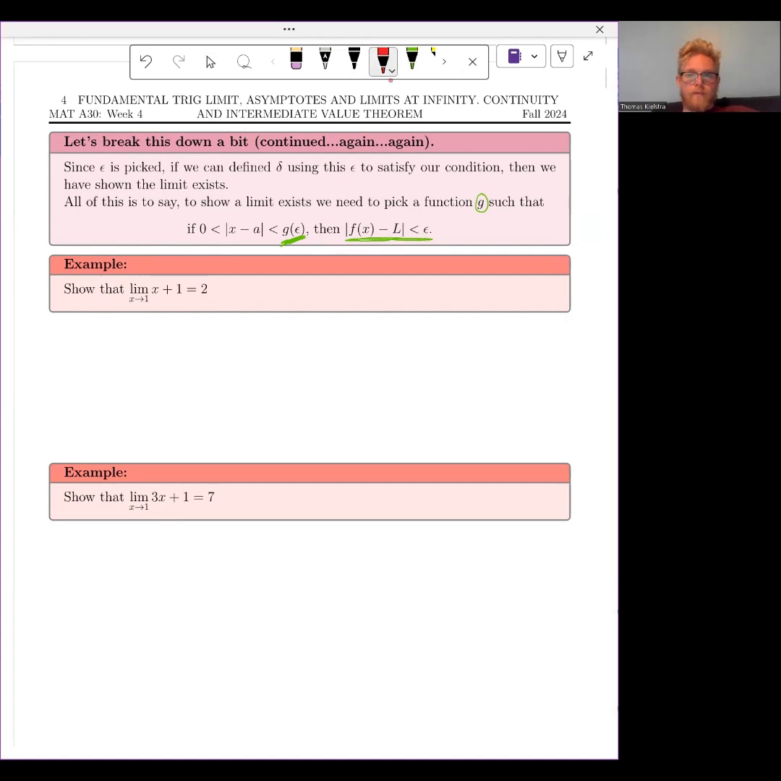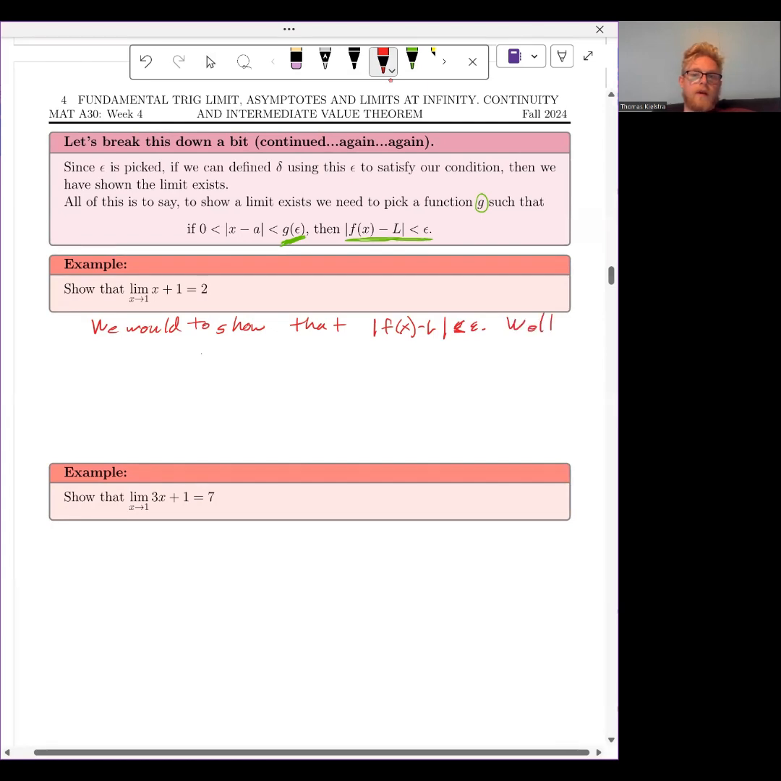Let's take a look at our first example. We would like to show that the absolute value of f of x minus L is less than epsilon. Well, the absolute value of f of x minus L is less than epsilon if and only if the absolute value of x plus 1 minus 2 is less than epsilon, if and only if the absolute value of x minus 1 is less than epsilon. Okay.